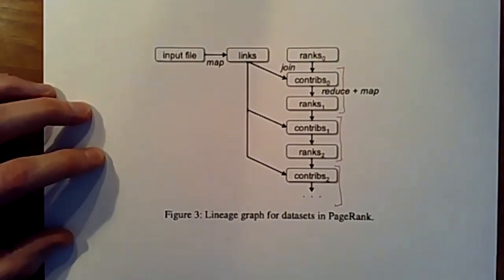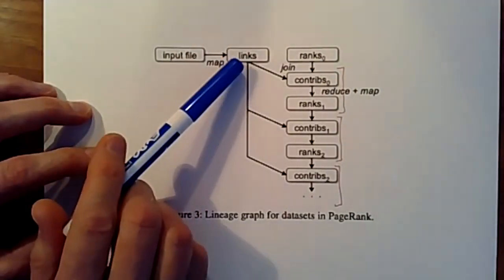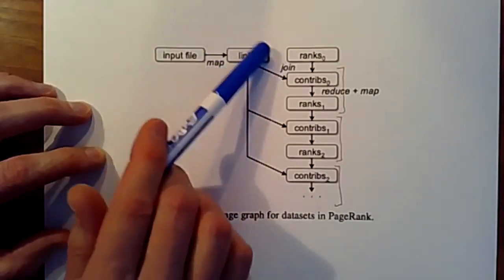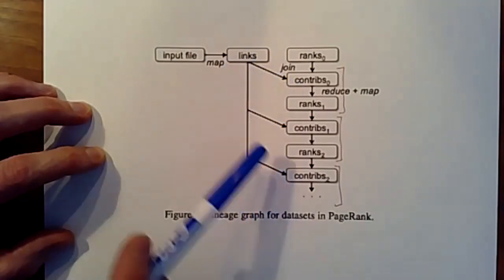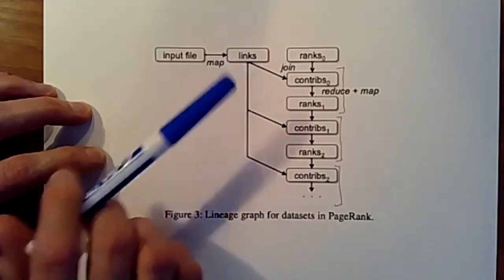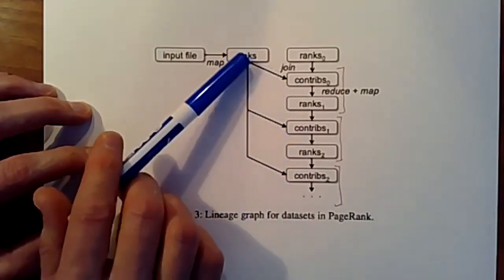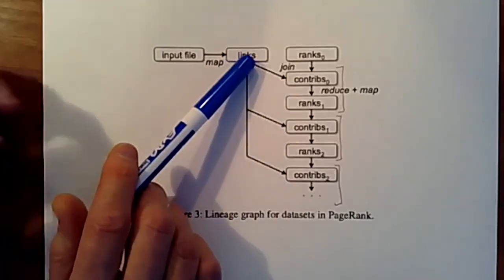Another thing to notice that you wouldn't have seen in MapReduce is that this data here, which was the data that we cached, that we persisted, is used over and over again in every loop iteration. And so Spark's going to keep this in memory, and it's going to consult it multiple times.